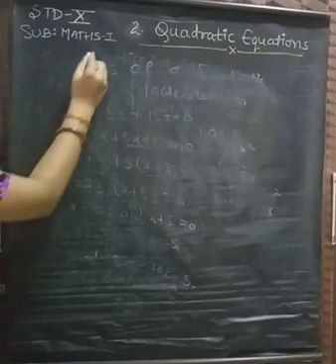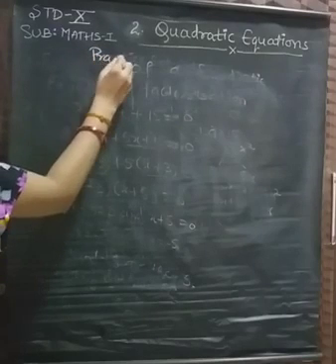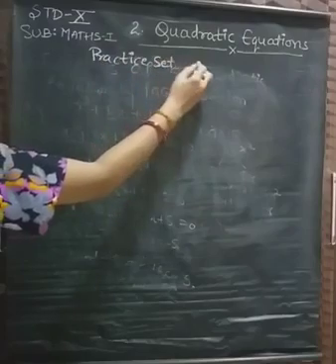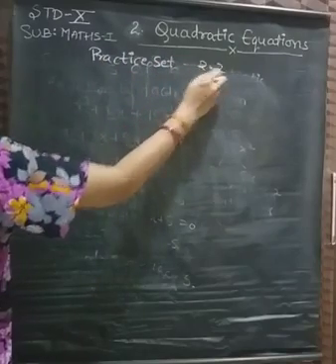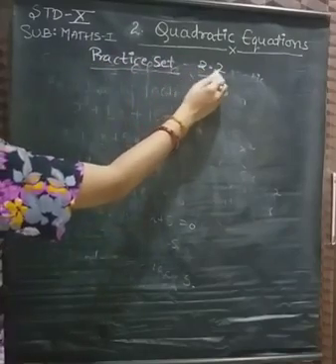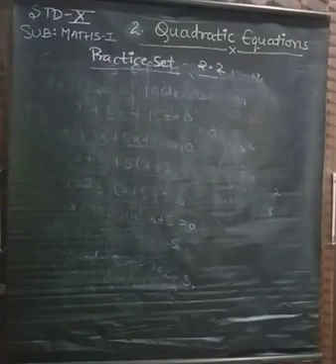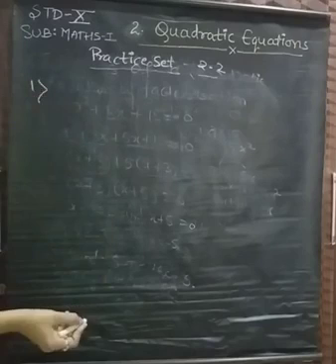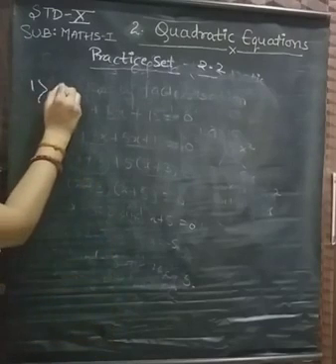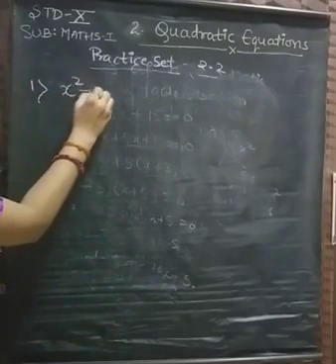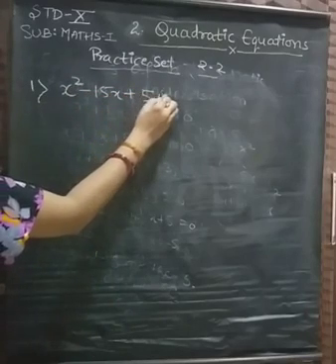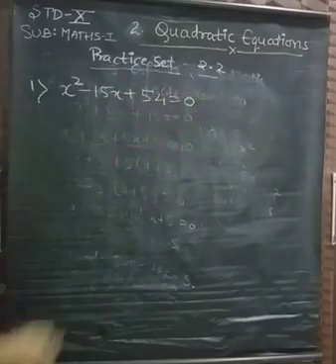So the next exercise is practice set. See question number 1. Solve the following quadratic equation by the factorization method. So your first equation is x square minus 15x plus 54 equals 0.